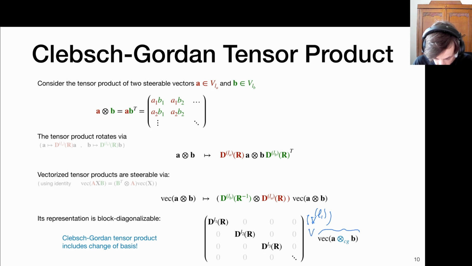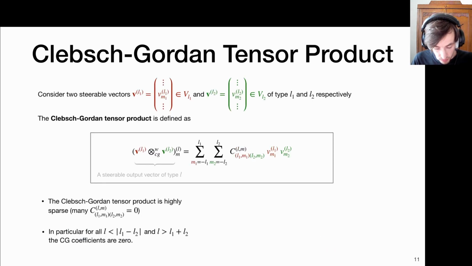Then there's a part of this vector which transforms with frequency L2, etc. So we create this whole vector which is split into these individual subspaces. So let's take a look at what it's going to look like. Again, suppose we have two input steerable vectors of type L1 and L2 respectively. This one transforms via Wigner-D matrices of type L1 and this one with L2.